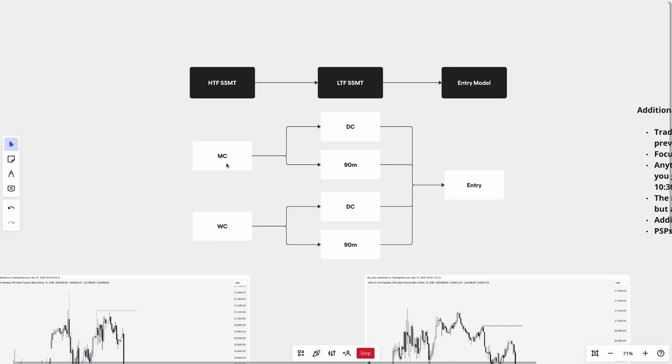Following that, we can either have a daily cycle or 90-minute cycle sequential SMT to confirm the higher time frame sequential SMT. So there's essentially 4 combinations that we can have. We can have a monthly cycle sequential SMT followed by a daily cycle, monthly cycle followed by a 90-minute, weekly cycle followed by a daily cycle, or weekly cycle followed by 90-minute. And then once we have these 2 stages of SMTs, that's where we can look to have our entry.